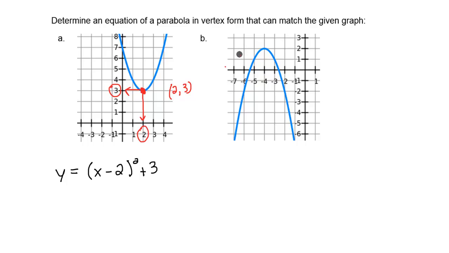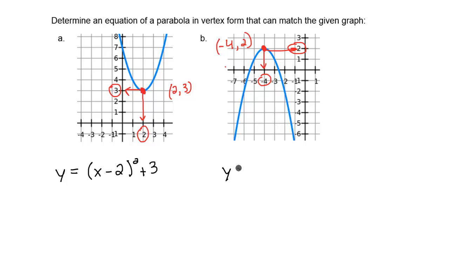Let's move on to our second parabola. First thing we're going to do is call out our vertex again, and that's going to happen right here. Our x value, if we move down to the x-axis, looks like it's going to be -4. And our y value, we look to our y-axis, and it's going to be 2. So our vertex, we could say, is going to be -4, 2.